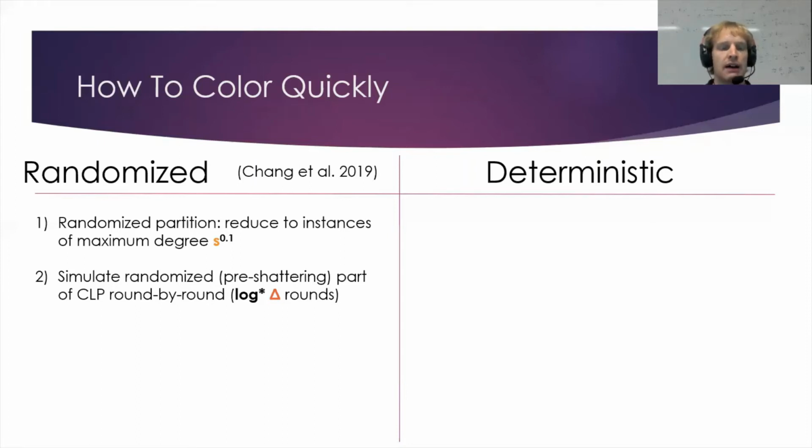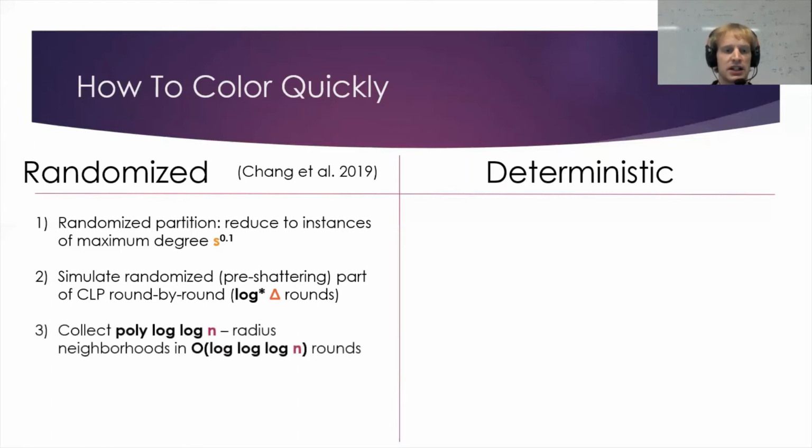Okay, then you still have the deterministic post-shattering part of CLP, and this is the part that can be sped up in MPC. So this is actually sped up by a logarithmic factor, for the reason that we have this quite powerful graph exponentiation technique in low space MPC. So how this works is that in the local model, we need to run a polylog n round deterministic algorithm.